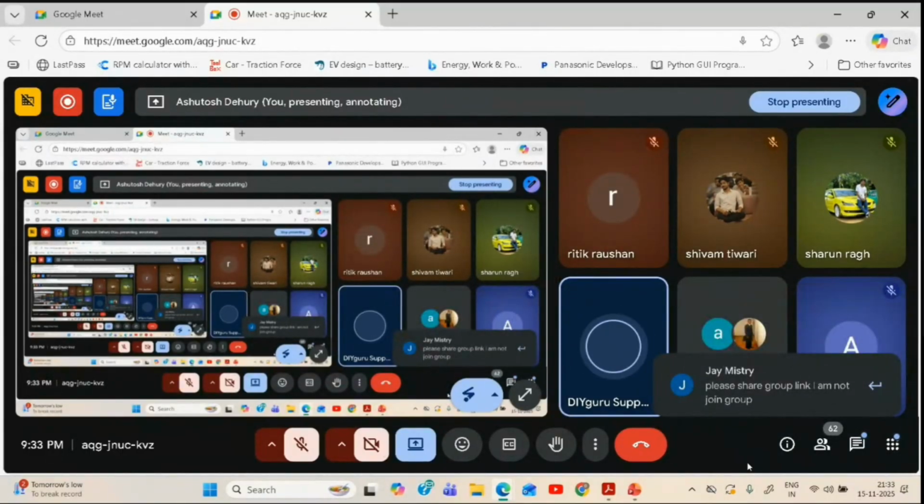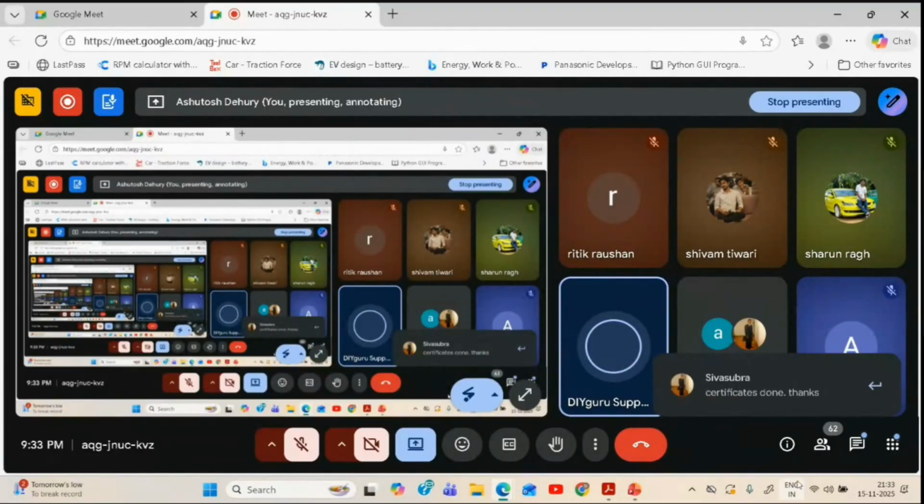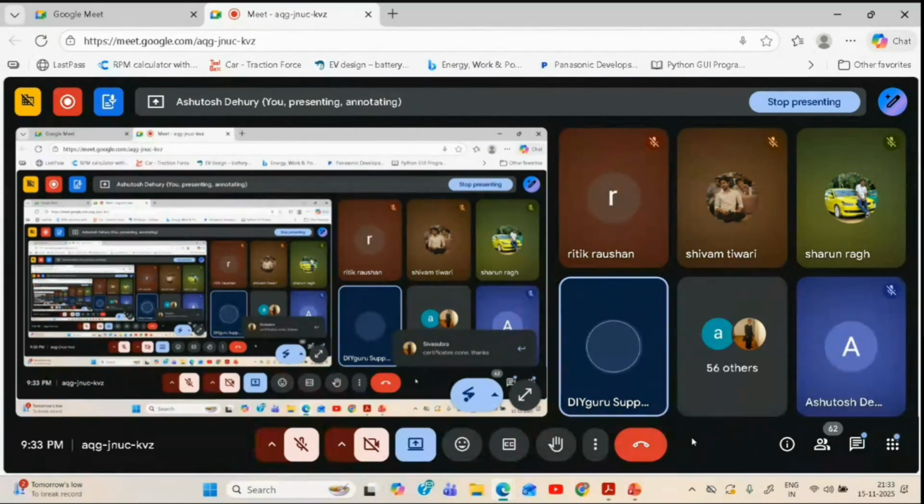Actually, James, we should not be sharing the link in the group because there are a lot of people who are not attending the session. They won't be able to understand it. Okay. So Shiva's certificate is done. Great. The link is working, and people are generating certificates from there.